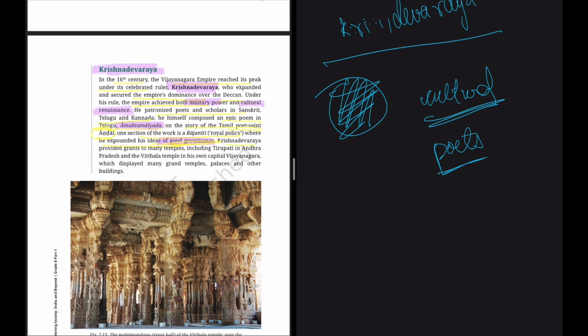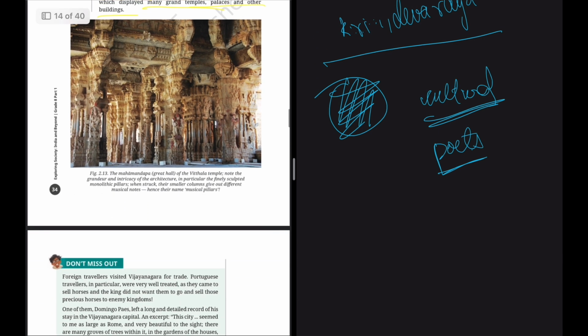Krishna Deva Raya provided grants to many temples, including Tirupati in Andhra Pradesh and the Vittala temple in his own capital Vijayanagara. Vittala we all know, and Tirupati in Andhra Pradesh are two of the most famous temples, and he provided grants to these temples, which displayed many grand temples, palaces, and other buildings. So he had made his state rich culturally as well and expanded the kingdom.